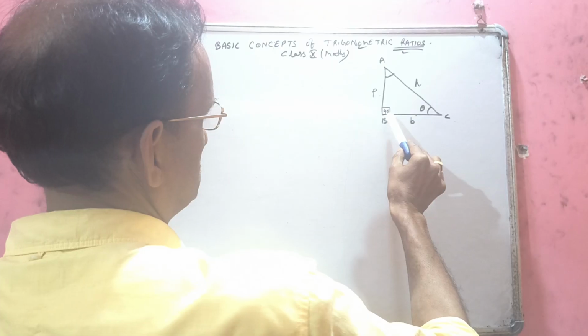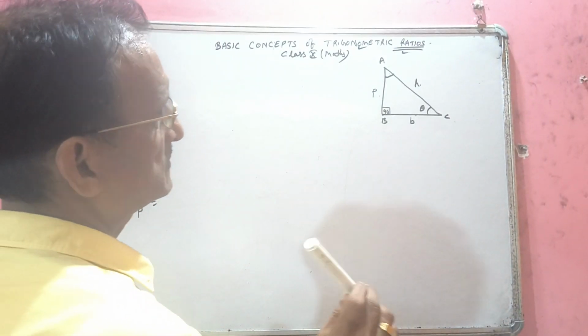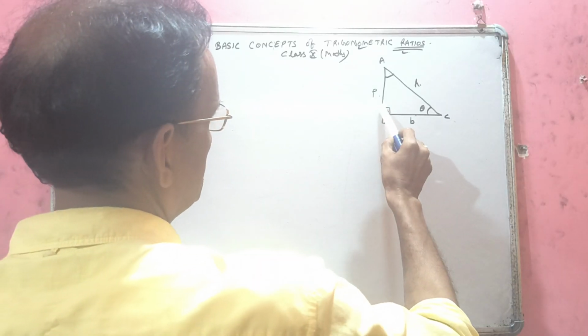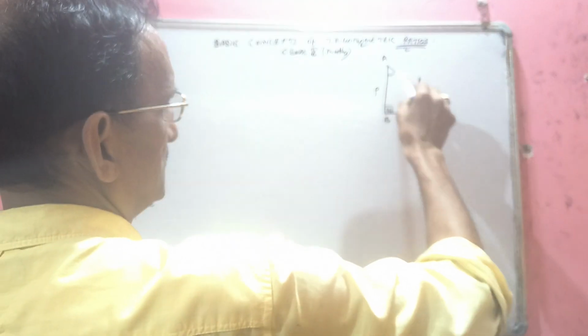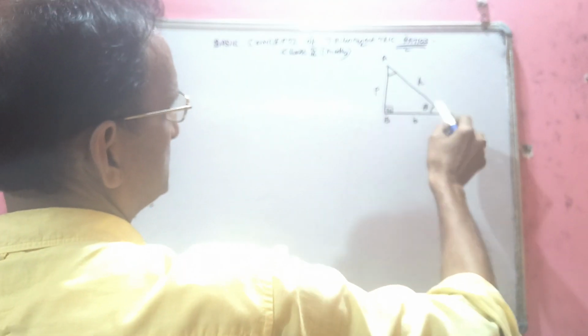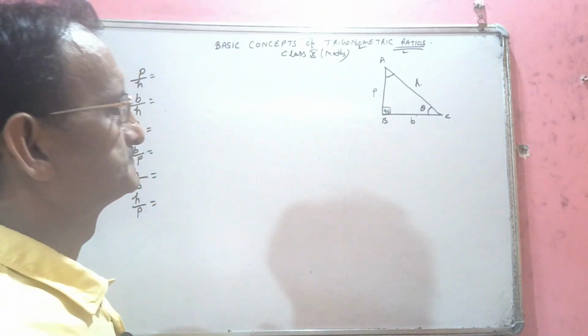And see, a right triangle cannot have more than one right angle. No, a triangle cannot have more than one right angle. So if this is 90 degrees, the other two angles must be less than 90 degrees. So both angle A and angle C are acute angles. So let us consider this angle as theta.